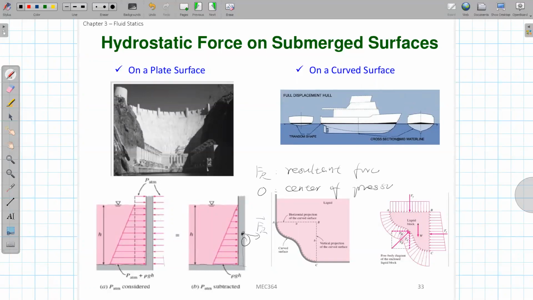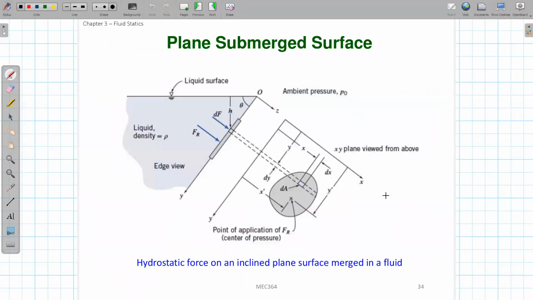So our task now is that for these two cases, we want to reduce these multiple pressure forces on different locations to a single resultant force, and the point of application of this single force, we also need to find, which is called the center of pressure. So this is our task. And how do we do that?